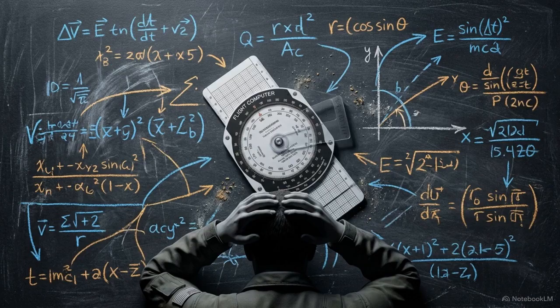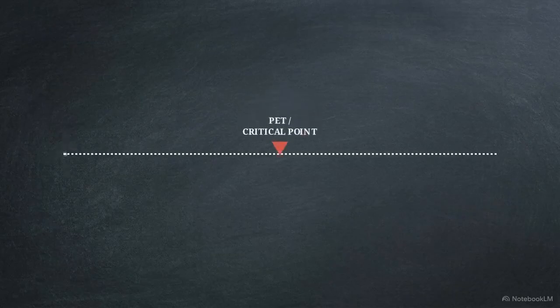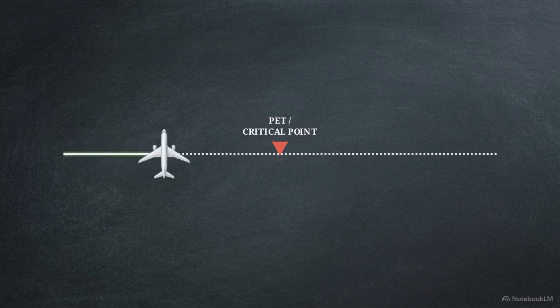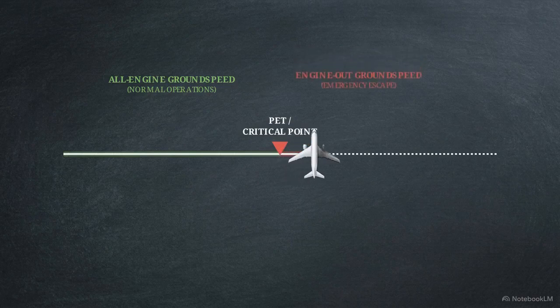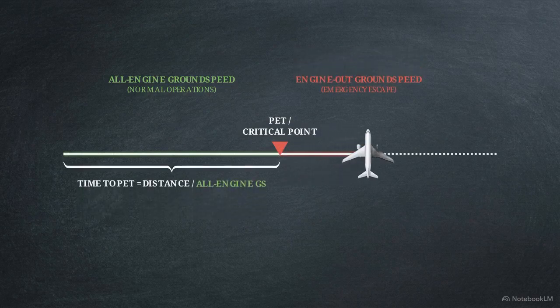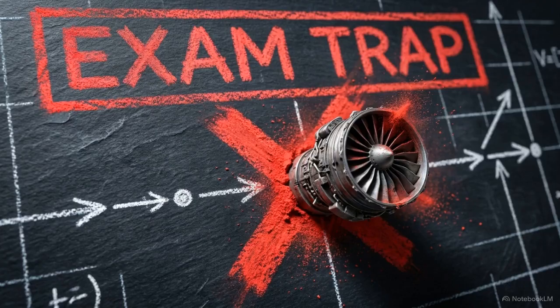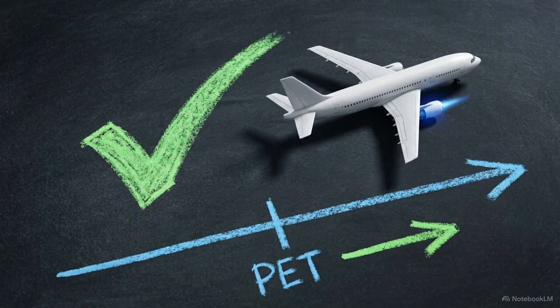This leads to the most frequent error on the flight planning exam, determining the exact time to fly out to this engine-out PET. The time to the critical point must always be calculated using the all-engine ground speed. The aircraft operates normally right up until the moment of the hypothetical failure. Applying the anticipated emergency speed to the normal operational leg is the fastest way to fail the exam. Reduced speeds are only used for the escapes after the failure point is reached.